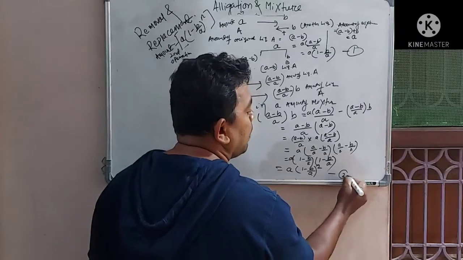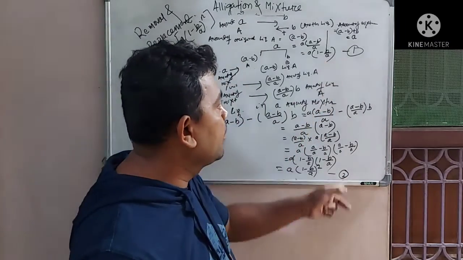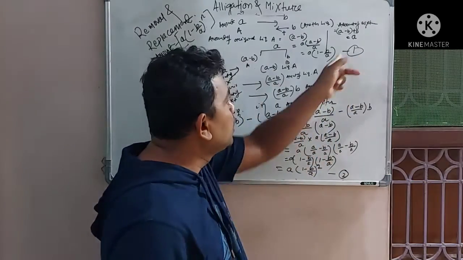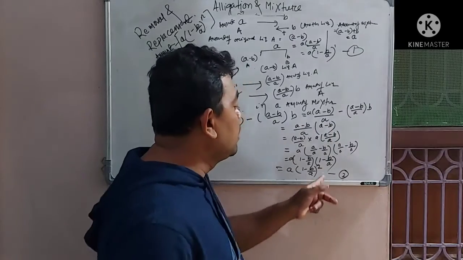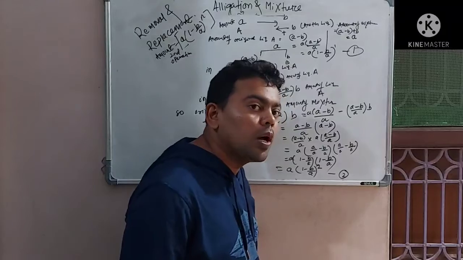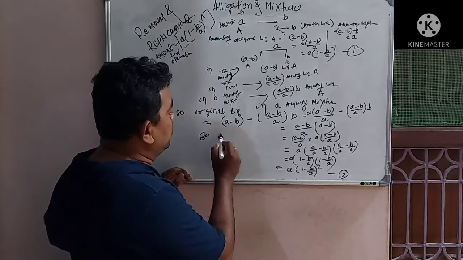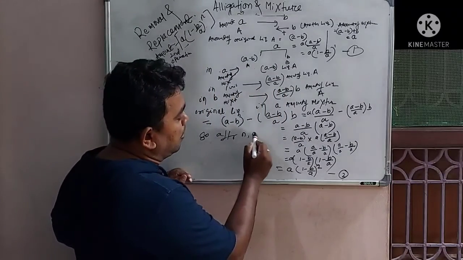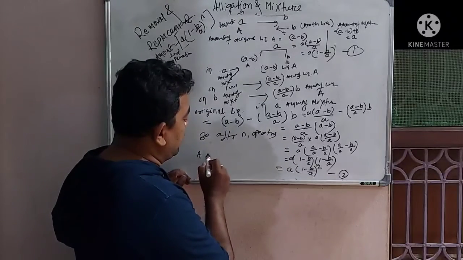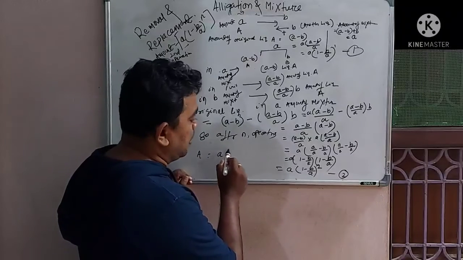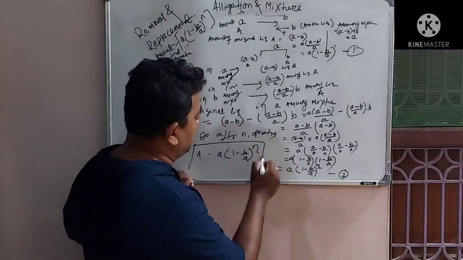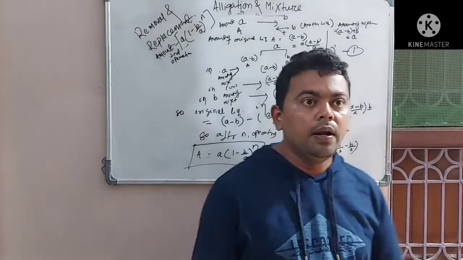So in general, here is the power 1. Here is the power after the second drawing, the power 2. So after n operations, A is equal to A into 1 minus B by A to the power n. This is the derivation.